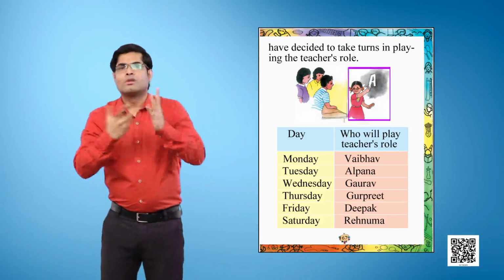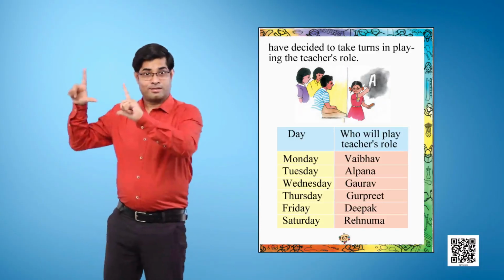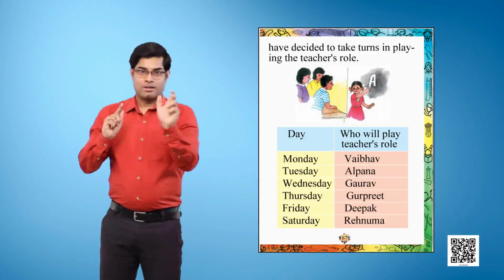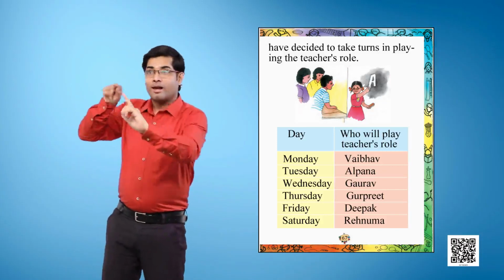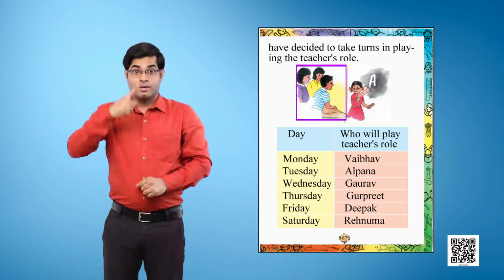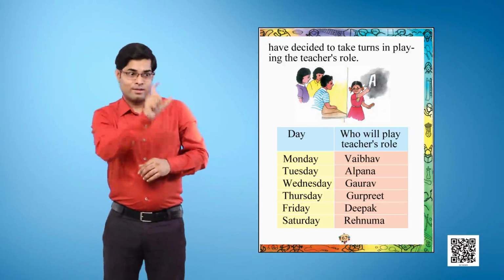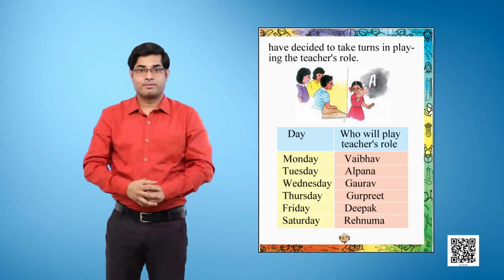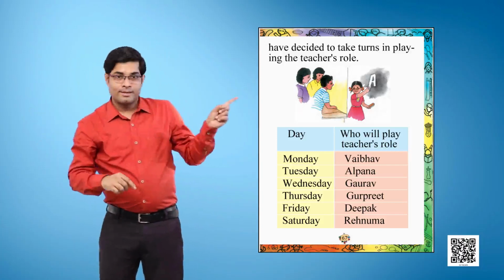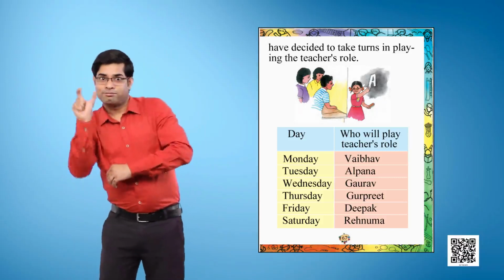Picture shows a girl standing near board acting like a teacher, with chalk and duster in her hands. Letter capital A is written on the board. Two girls and a boy are standing in front of the board. A table of two columns and seven rows is on the right-hand side of the picture. The table gives the information that who will play teacher's role on which day.